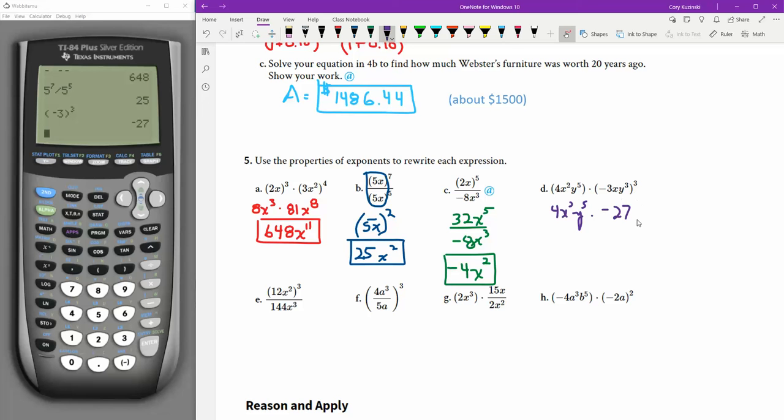We've got this x being cubed, and we've got the y cubed being cubed. Y cubed times y cubed times y cubed. 3 times 3 we just do is 9. Now, we'll do 4 times negative 27 is negative 108.